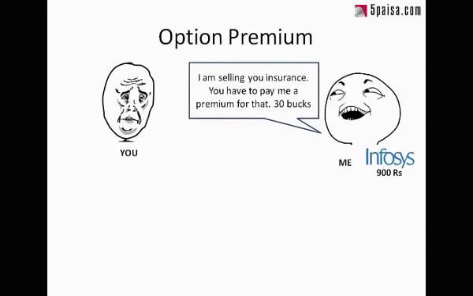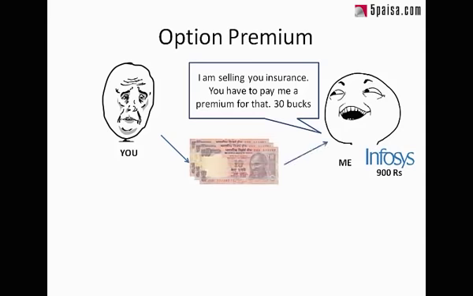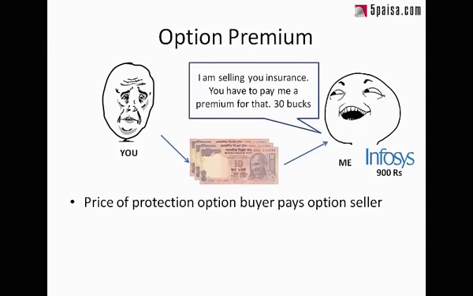Similarly, I will ask you for a compensation here called the premium. In this case, it turns out to be 30 rupees. This premium is the price of the protection the option buyer pays to the option seller. This is paid in the beginning of the deal. Now here's an interesting question.